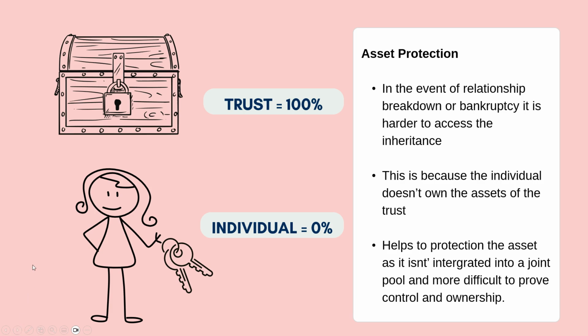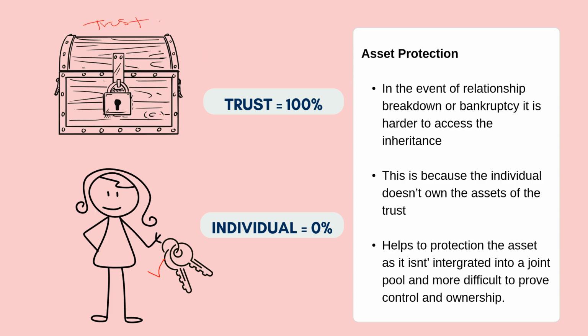Another great thing about testamentary trusts is asset protection. Because this person here, who's the beneficiary, she only owns the keys to this trust. She only has the control of this trust. She doesn't own the trust assets. The trust assets are owned by the trust.